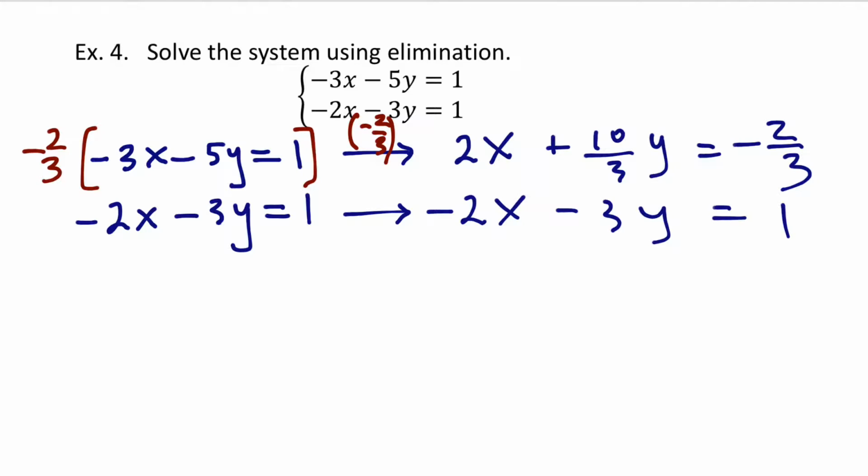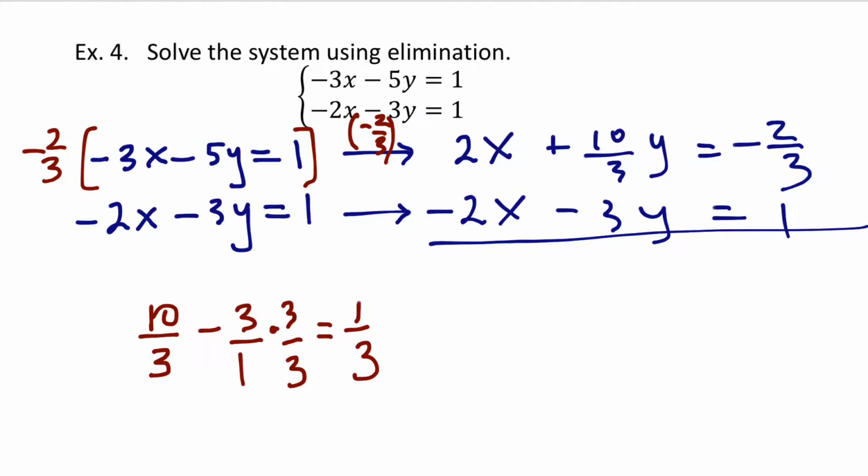like that. All right, now I'm going to add the two equations together, and that's going to cause those first two terms to drop out. 2x minus 2x drops it out. So then in the y spot, I'm just writing a little fraction problem over here. I've got 10 thirds minus 3. 3 over 1 is 3. I need common denominators, so I'm going to multiply by 3 over 3. So that's 10 thirds minus 9 thirds is 1 third.